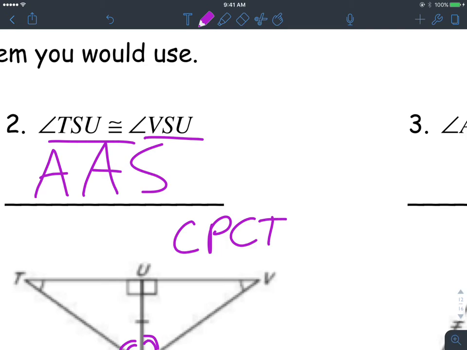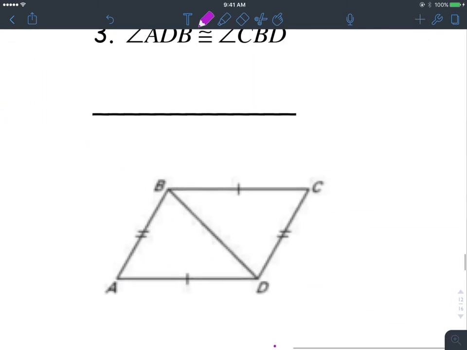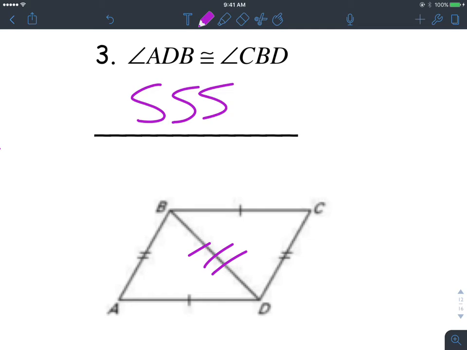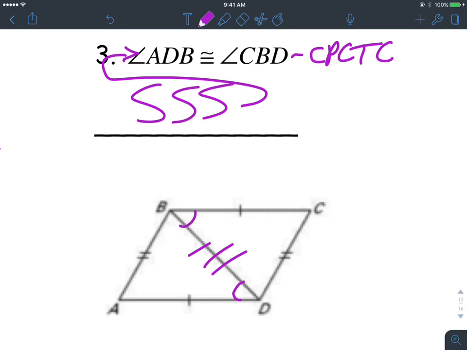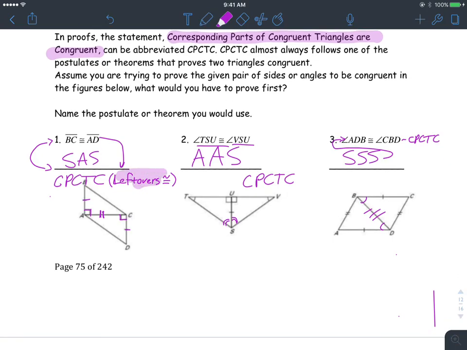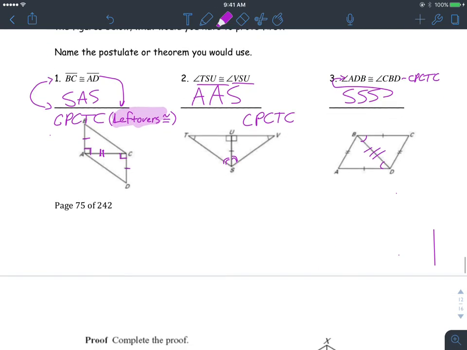The leftover stuff. Okay, let's see what's going on here. Looks like you've got a shared side going on, so side, side, side. Therefore, after you prove that you have side, side, side congruent, you can say that the angles are congruent, and that's because of CPCTC again. Angle ADB, that would be that angle right there, and then CBD, that would be that angle. So leftover stuff's congruent. That's basically the bottom line there. Leftover stuff's congruent. So let's see how it looks here.